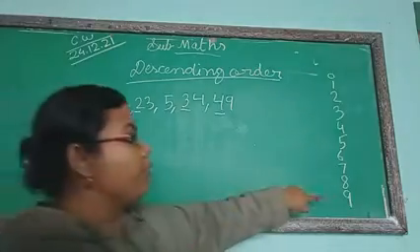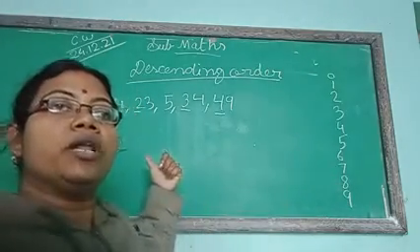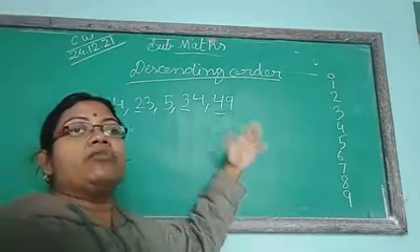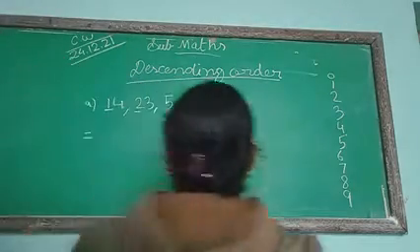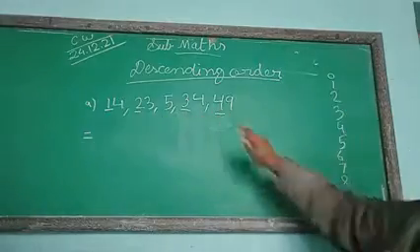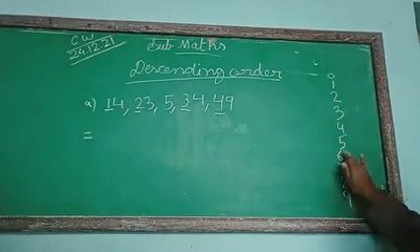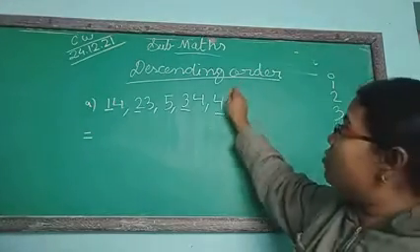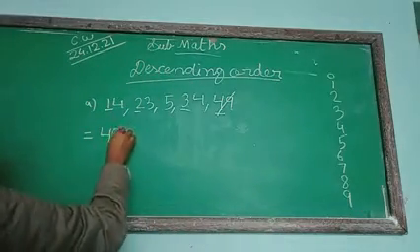Now we will count the numbers from the back side. Which number will come first? That is the bigger number. So you see here 1, 2, 3, 4. When we are counting from the back side, 9, 8, 7, 6, 5, 4 will come first. So that means 49 is the biggest number.